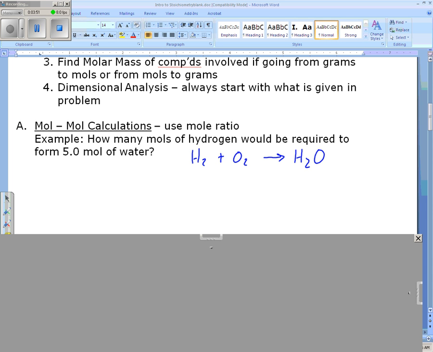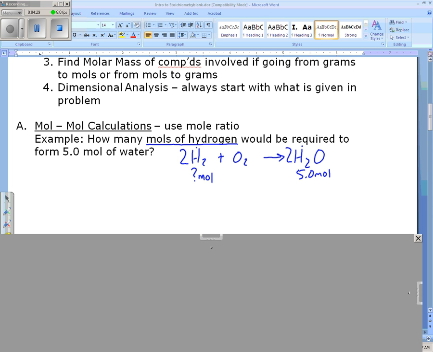Start with a balanced equation, so we need to have a 2 here and a 2 here. Then we're going to draw a map. So we're going to take the information that we need out of this word problem so that we can see what we have and where we're going. So it says, how many moles of hydrogen? Well, hydrogen is this H2, so I'm going to write question mark moles. That's what we want to find out. Now, water over here does contain hydrogen, but they're not talking about water. If they say moles of hydrogen, they're just talking about that hydrogen. All right, would be required to form 5 moles of water. So I have 5 moles of water.